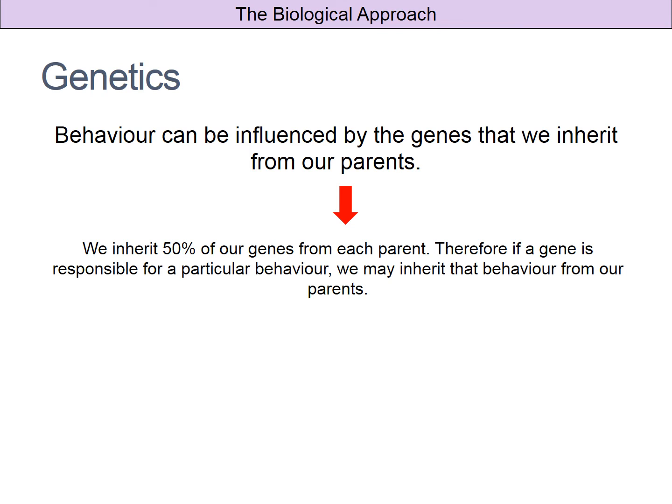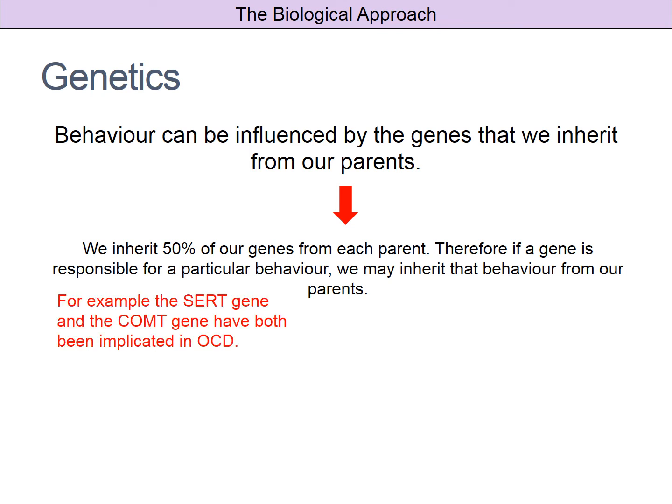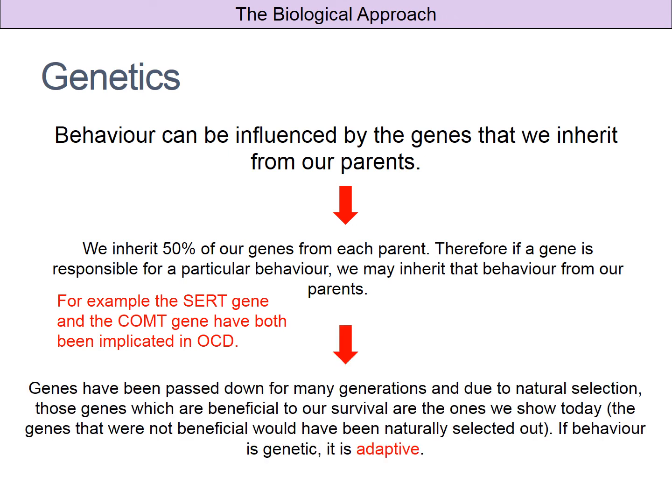So if we're thinking about examples of behaviours which can be influenced by genes, OCD is one, which we will come back to and look at in more detail. We've got the SERT gene and the COMT gene. Both of them have been implicated in OCD.